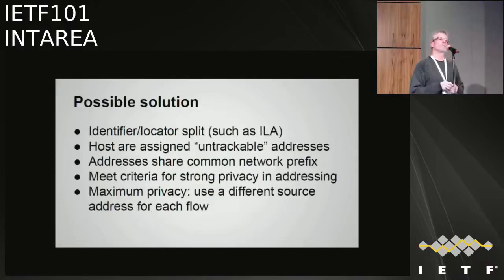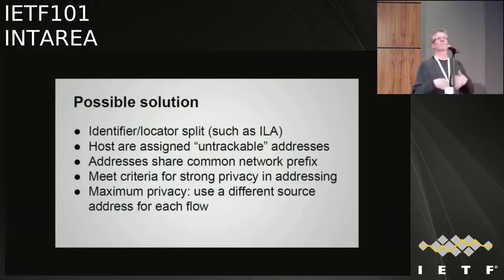So the document does present a possible solution, and like I said, this kind of was a sub-problem of NAT, or not of NAT, but of ILA. So with identifier locator split, the idea is that the identifier becomes independent of location, and we can assign multiple identifiers, hence untrackable addresses, to a host. The addresses still share a common prefix, but if this is done with enough randomization, they would share nothing else. So two addresses assigned to the same host would have nothing in common except that prefix. So that would meet the strong criterion of privacy and addressing.